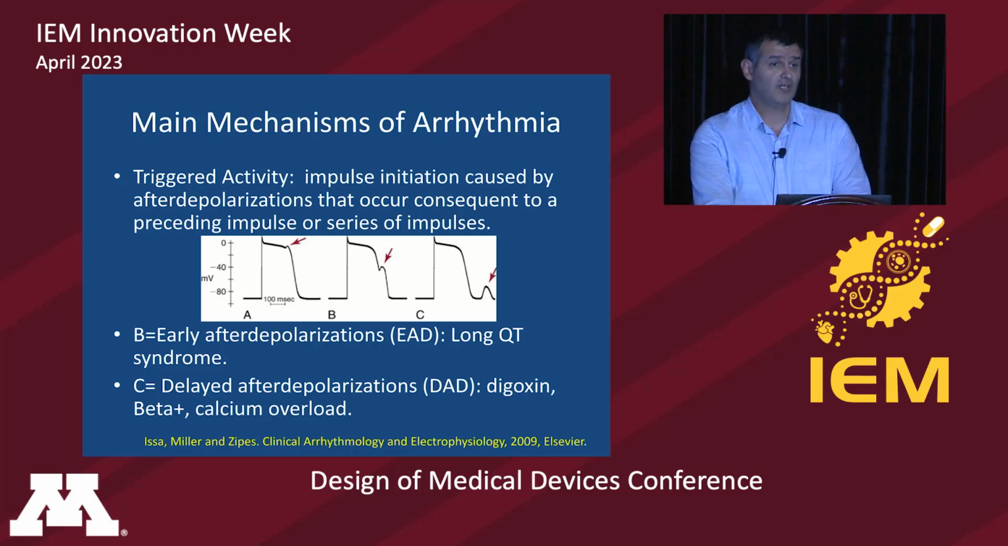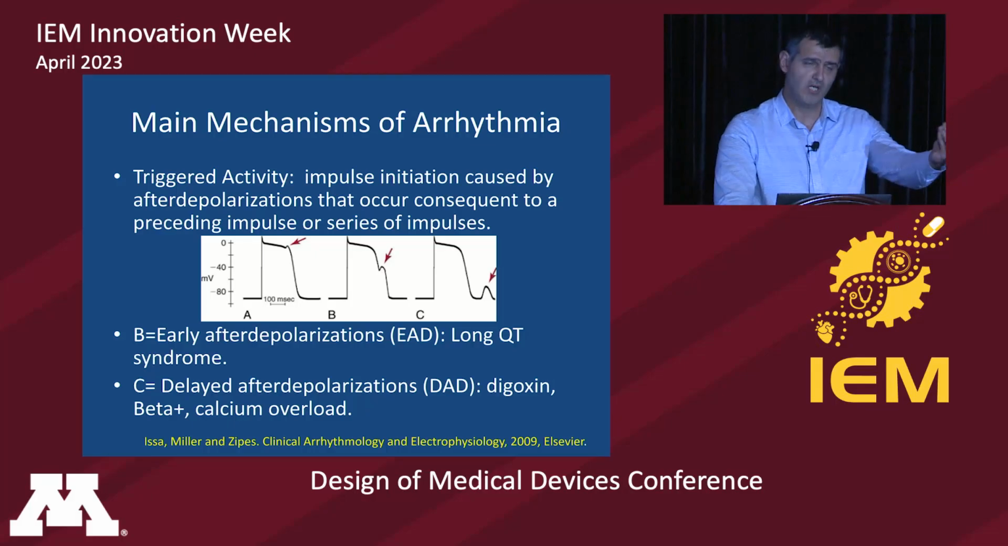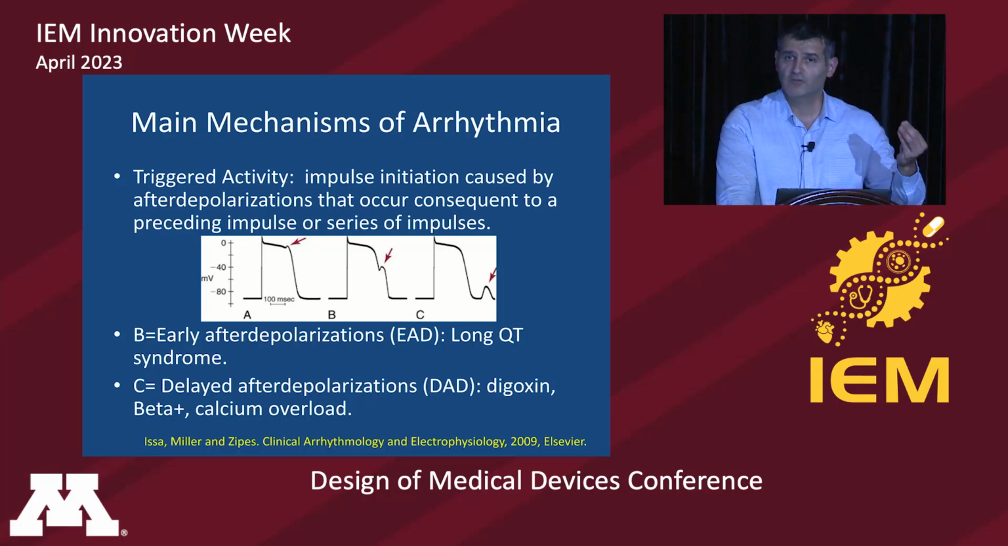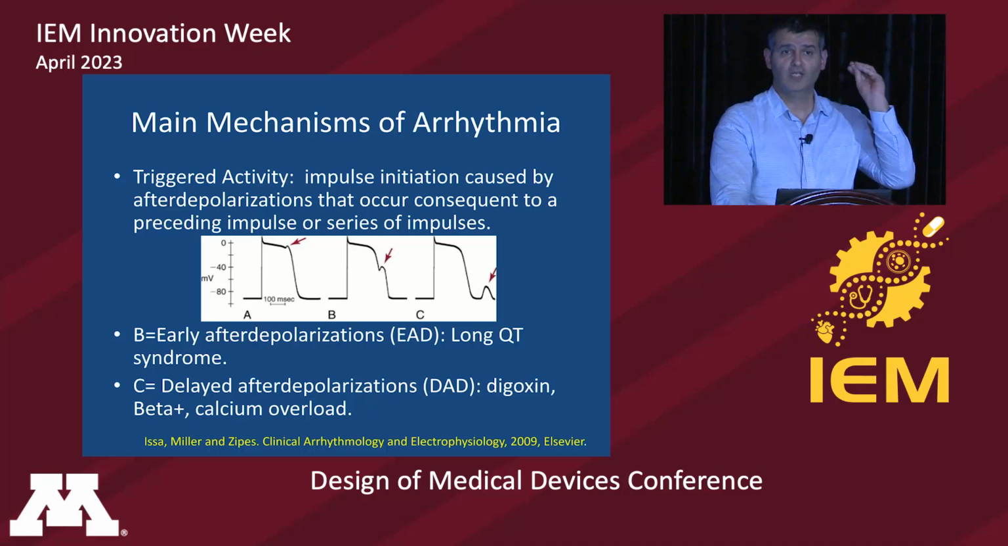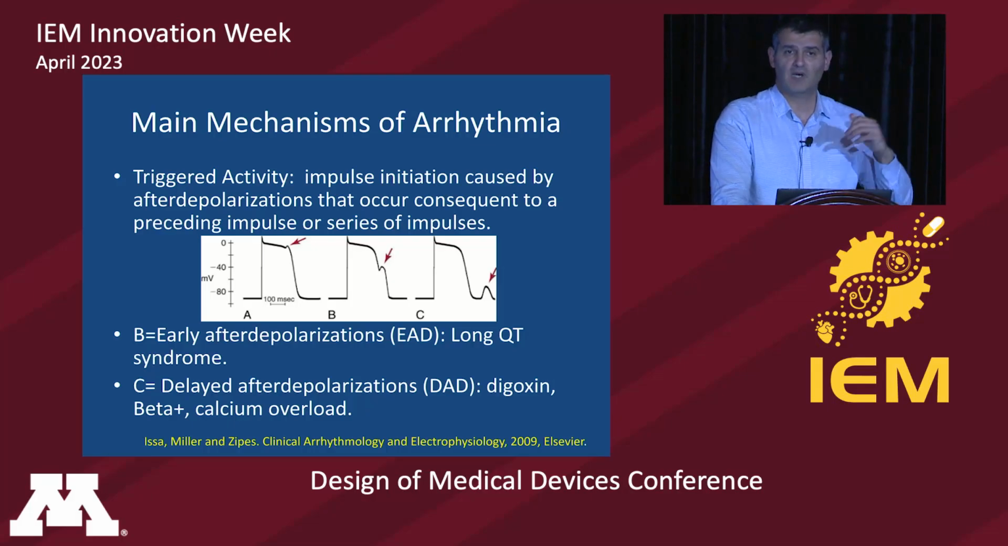The second mechanism is triggered activity. It is very similar to automaticity. It's a group of cells that generate an impulse that they're not supposed to generate. However, these cells typically respond to an external stimulus. So you put a catheter in and you pace and you stop, and then you see that group of cells start firing right after you pace. This is what we call triggered activity. It's an automaticity that you enhance by pacing, by stimulating that group of cells to generate that impulse.